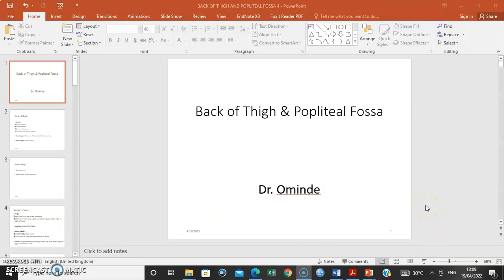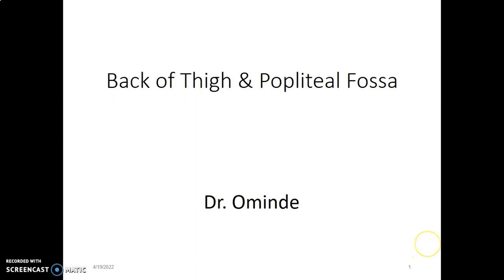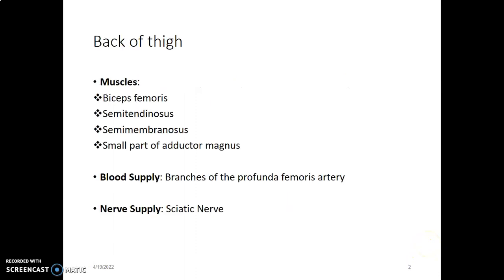So we continue with the anatomy of the back of the thigh and popliteal fossa. I'm Dr. Ominde. The back of the thigh has four main muscles, which we call the hamstring muscles. These are made up of biceps femoris, semitendinosus, semimembranosus, and a part of adductor magnus.